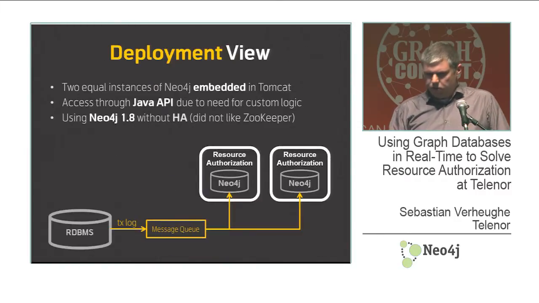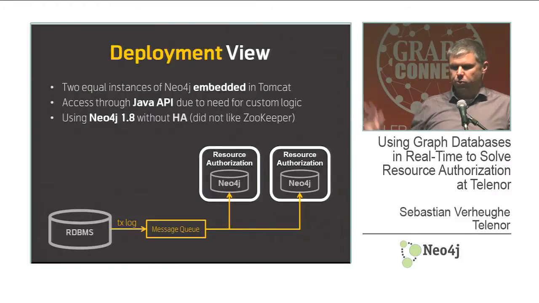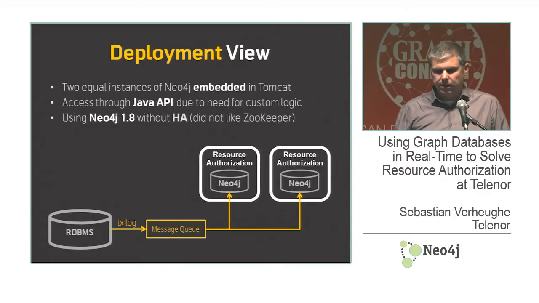Just the deployment model: we have two instances. We don't use the HA solution. At the time when we used it, we went with 1.8. Then we needed to do ZooKeeper to have HA. We didn't want to do that. We didn't need to do that. Of course, we don't have master data in Neo4j.